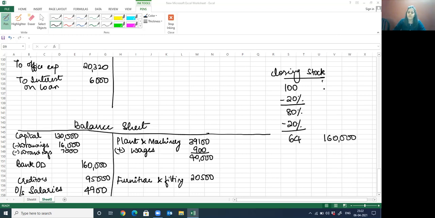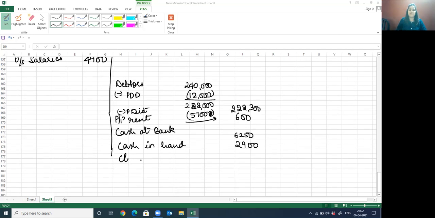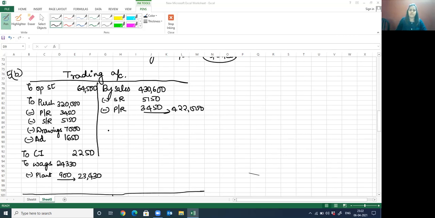So therefore, how much will be the closing stock? If you do cross multiplication, you will get 2,50,000. So this is the value of the closing stock they have given. 2,50,000, and closing stock will also come in trading account. 2,50,000.